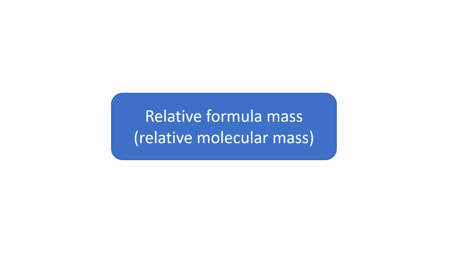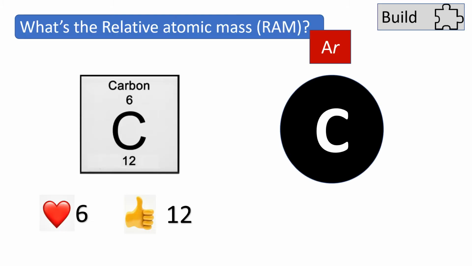Hello and welcome to our lesson on relative formula mass, sometimes also referred to as relative molecular mass. Okay, let's look at the information. Question is, what is the relative atomic mass of carbon? Is it 6 or is it 12? Well, hopefully you've remembered that the larger of the two numbers is the relative atomic mass, and so carbon has a relative atomic mass of 12.